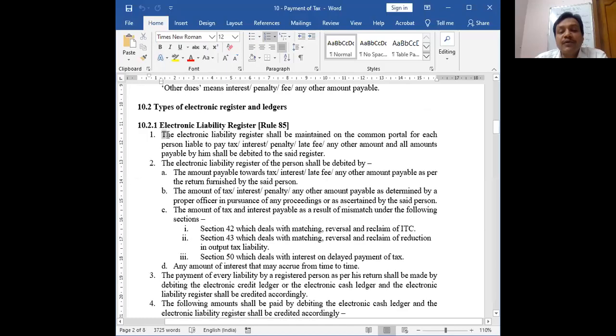So by default, it is about the electronic liability register. By default, it is maintained on the common portal. It is the website of GST. For each person who is liable to pay whether tax, interest, fee, penalty, or late fee, it is automatically opened. And all the amounts which I am liable to pay to the government by default will be debited to this register. First point.